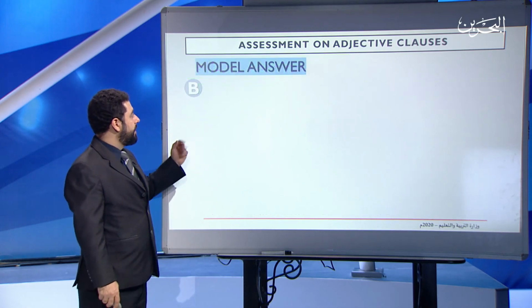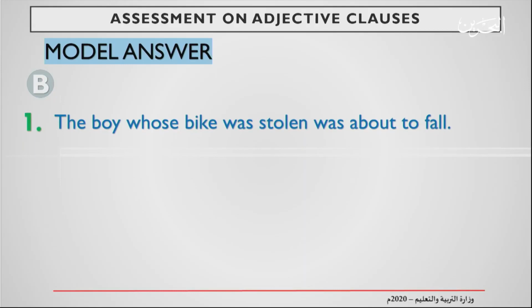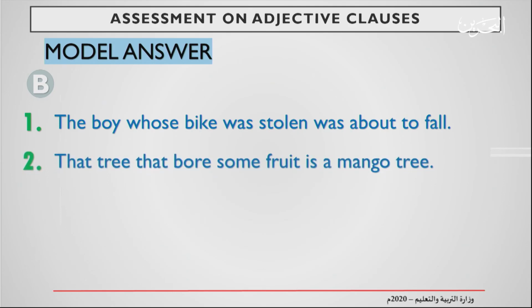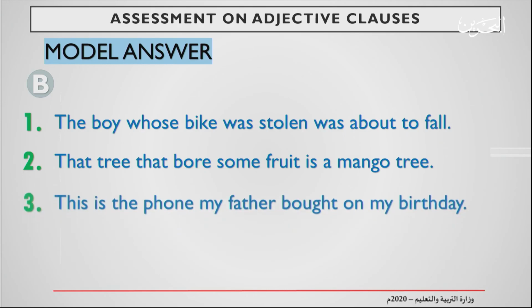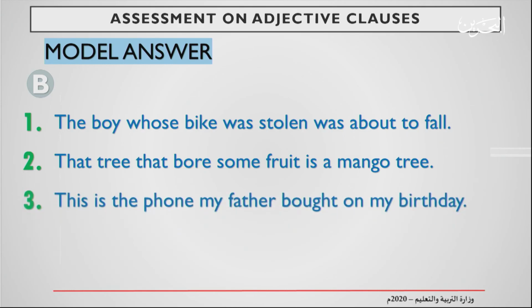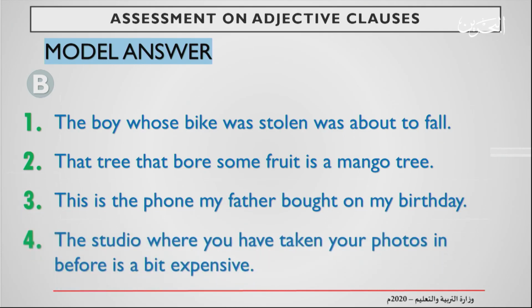Now let's go over the model answers for question B. Number 1, the boy whose bike was stolen was about to fall. This sentence should be different to yours, but please compare them both. Number 2, that tree that bore some fruit is a mango tree. Number 3, this is the phone my father bought on my birthday. Number 4, the studio where you have taken your photos in before is a bit expensive. Compare both sentences, use the self-correcting tools, and give yourself a mark.